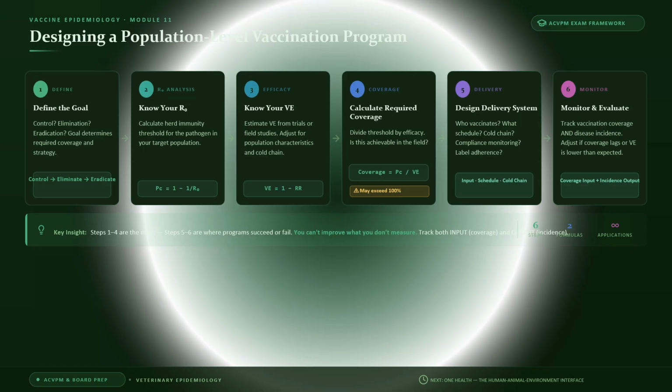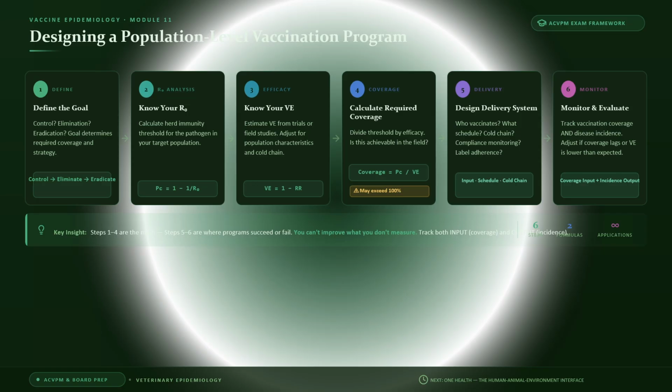Step 1, define the goal. Are you aiming for control, elimination, or eradication? That choice alone drives how much coverage you'll need and what strategy makes sense. Step 2, know your R naught. Calculate the herd immunity threshold for your pathogen in your target population using PC equals 1 minus 1 divided by R naught. Step 3, know your VE.